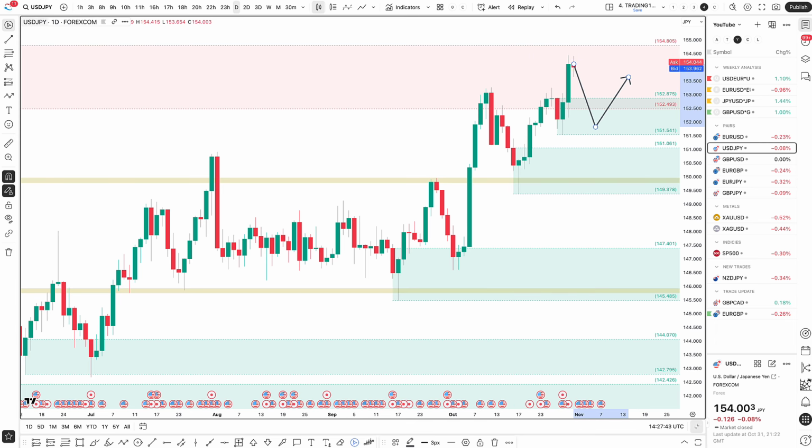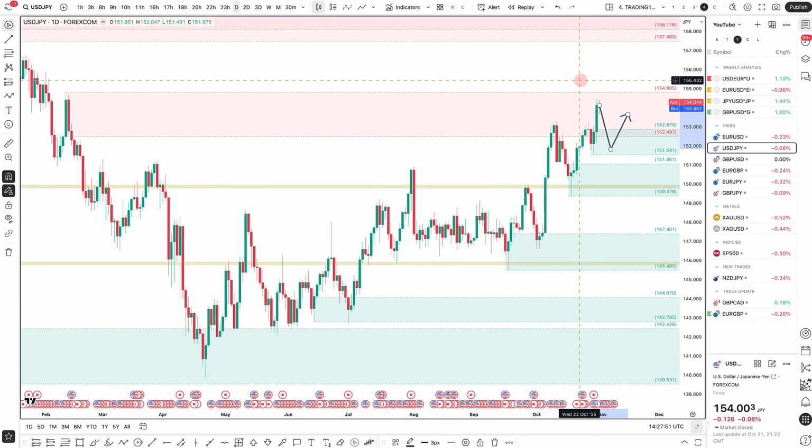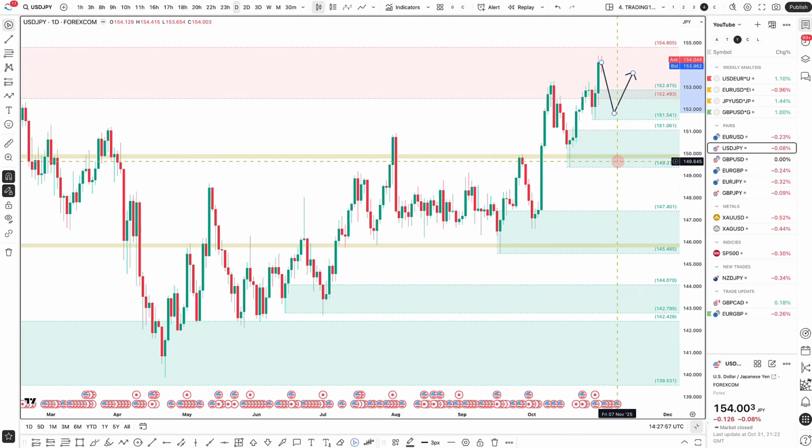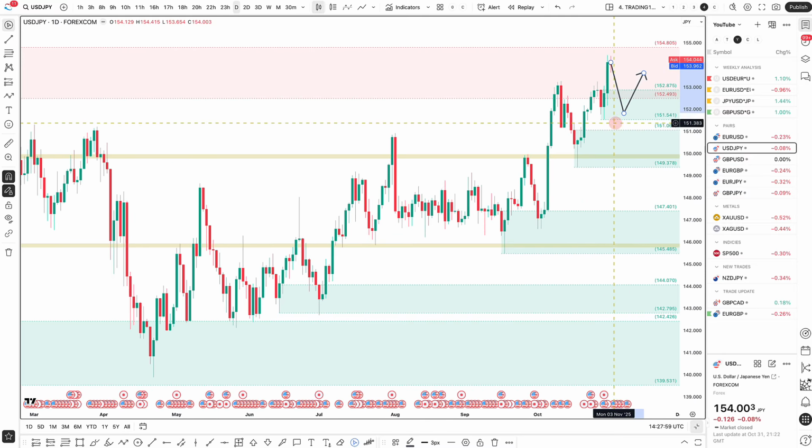A hawkish Fed and, I guess you could say, a more neutral to hawkish Bank of Japan makes it a little bit more difficult to read in the short term. So you could look for shorts here, you could look for longs here, but ultimately I'm staying out of this pair as it's not necessarily as clear as many other pairs.